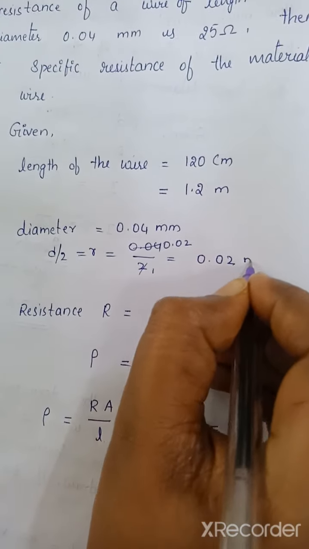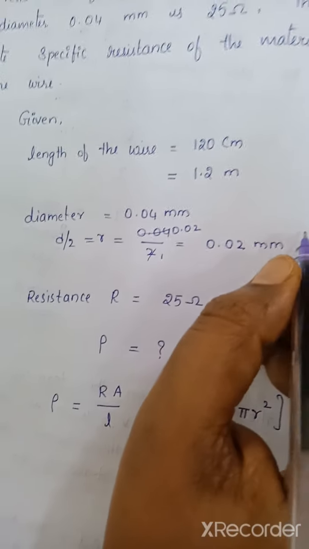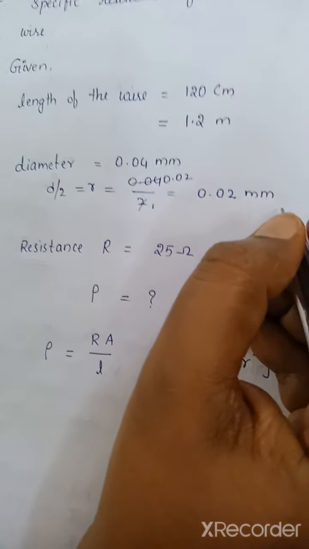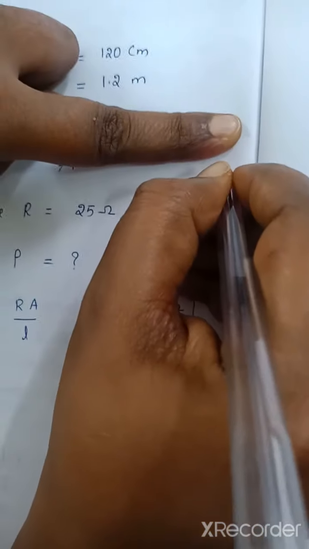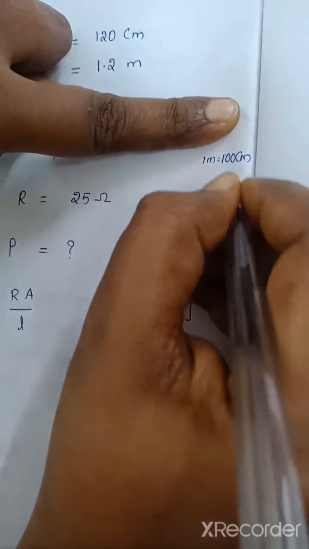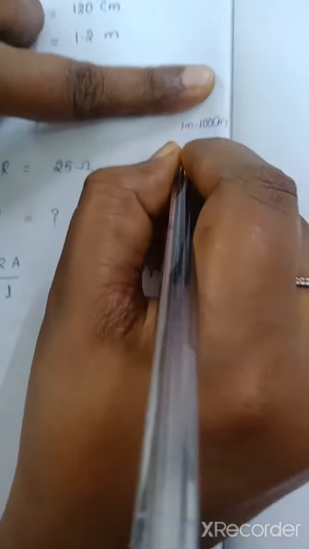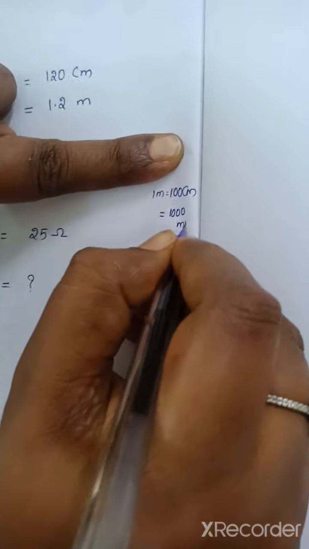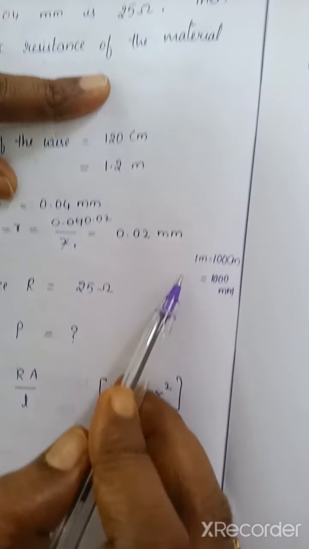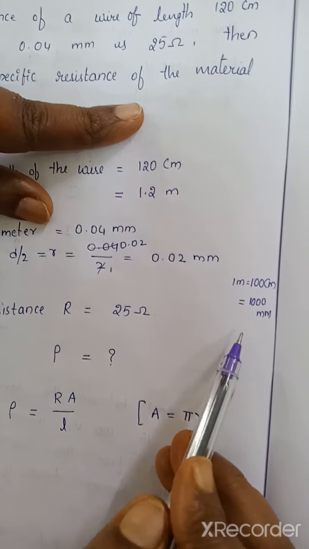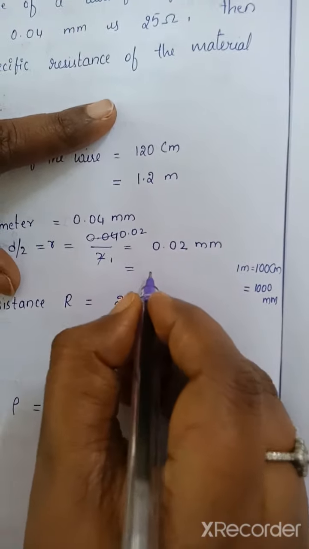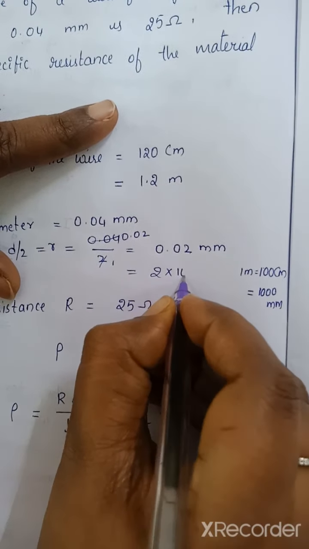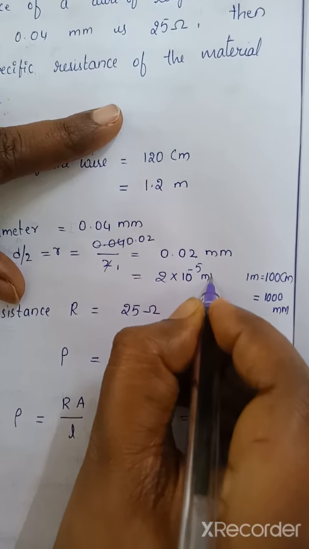The diameter is given in millimeters, and you need to convert it into meters. 1 meter equals 100 centimeters, and 1 centimeter equals 10 millimeters. So altogether, 1 meter equals 1000 millimeters. Substituting that, its value is 2, which can be written as 2 into 10 power minus 5 meters.